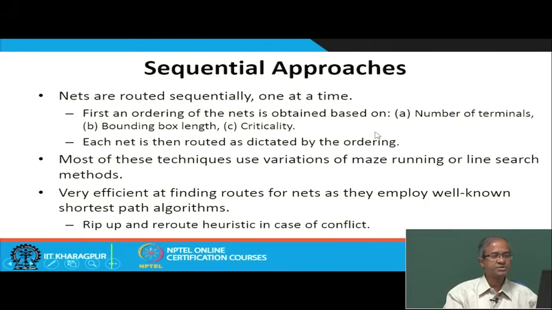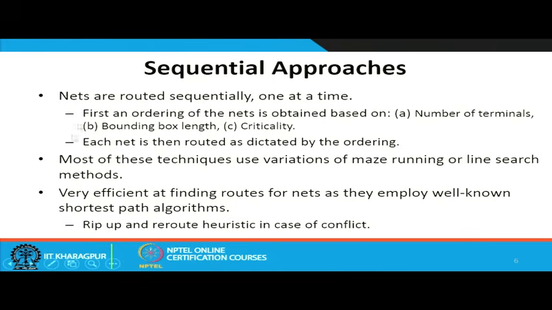The ordering can be based on a number of heuristics, like number of terminals. A net which contains the largest number of terminals can be given higher priority. Bounding box length: the nets which connect points which are farthest from each other can also be given priority. And criticality: some nets which are already identified as critical by the user can be given higher priority for interconnection.